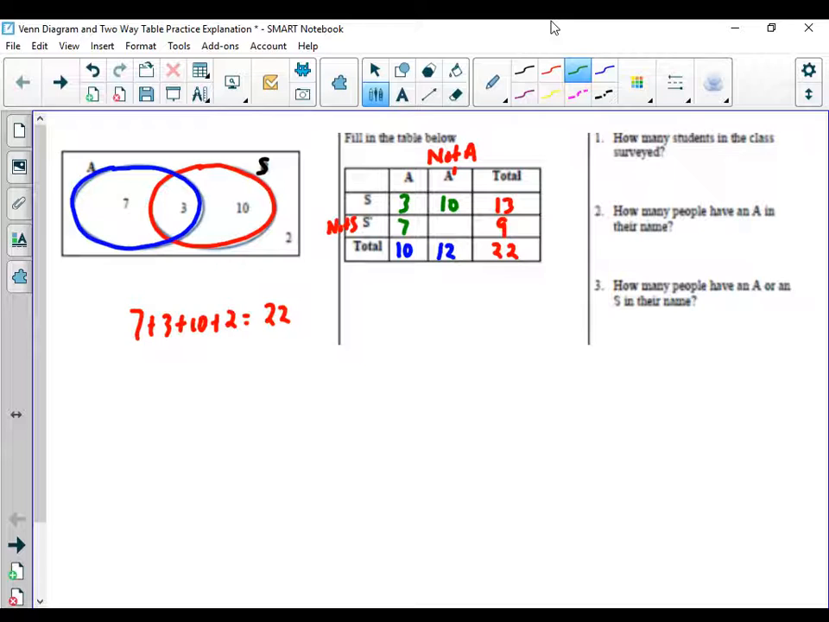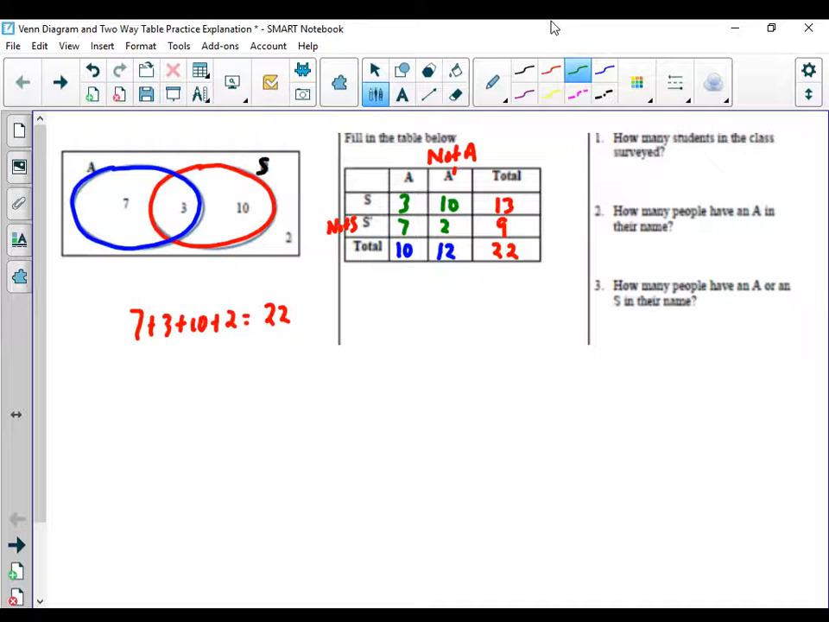And I could go one of two ways. I could look at the ones that are not A's. I've got 10, so that tells me I have 2 more to get to 12. Or I could have gone the other way, the not S's. I had 7, so I needed 2 more to get to 9. So that would be filling in my two-way table.